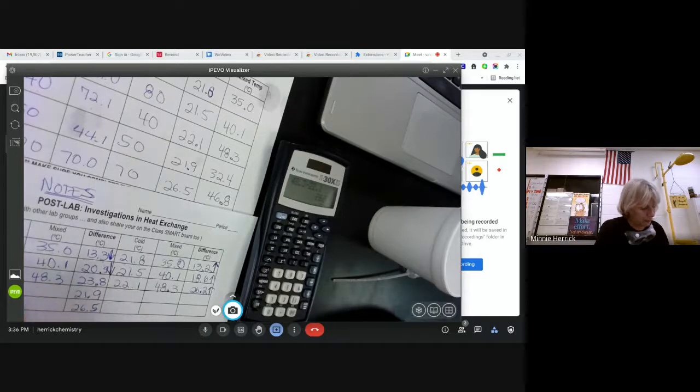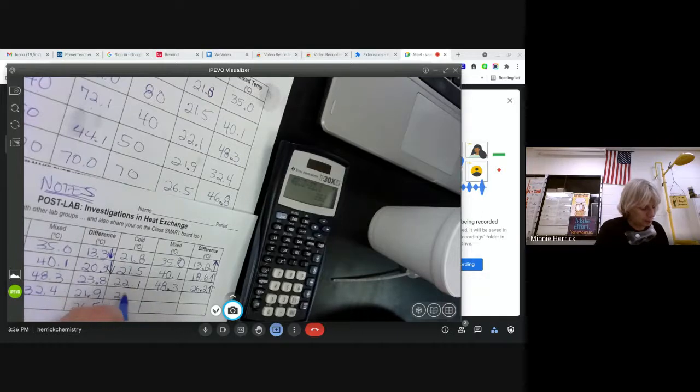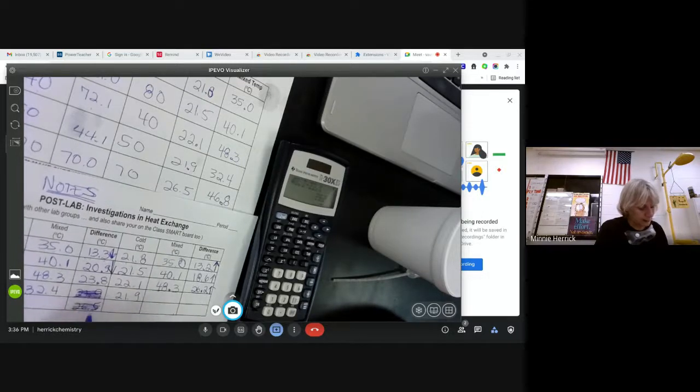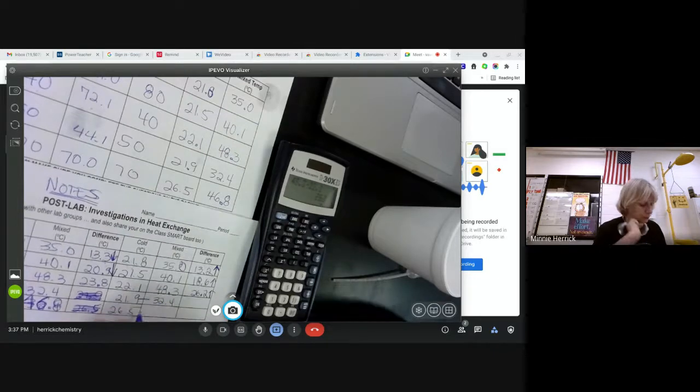And then we have a final temperature of 32. Oh, I messed up here. It's supposed to be 21.9 here. Sorry, I messed up. 21.9, and this is 26. I wrote these wrong. 32. That's 46, actually. This is 46. So go ahead and write these in. And you're going to subtract these two to get this. And then this 21, the final temperature is 32. You're going to subtract these two.